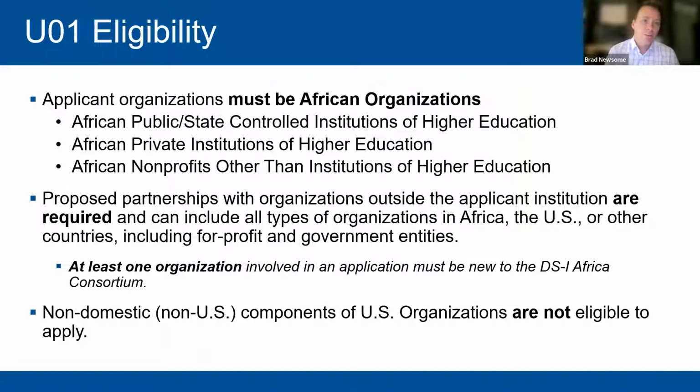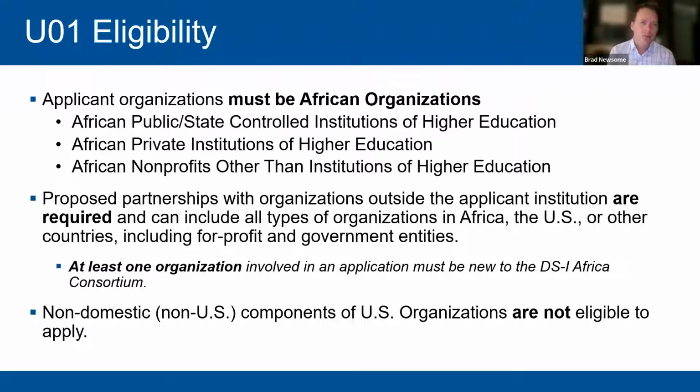Very importantly, some of the eligibility requirements: you must be an African organization to apply. That does not mean that you can't have very diverse partnerships, but it can be African public or state-controlled institutions of higher education, African private institutions of higher education, or African nonprofits other than institutions of higher education. You must have proposed partnerships with organizations outside the applicant institution, and you must include all types of organizations in Africa, the US, or other countries, including for-profit and government entities.